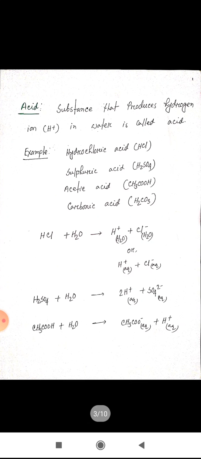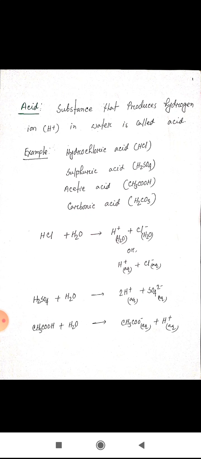So acid. What is acid? Any substance that produces hydrogen ion in water is called acid. For example, hydrochloric acid, the chemical formula of hydrochloric acid is HCl. Sulfuric acid, the chemical formula of sulfuric acid is H2SO4.